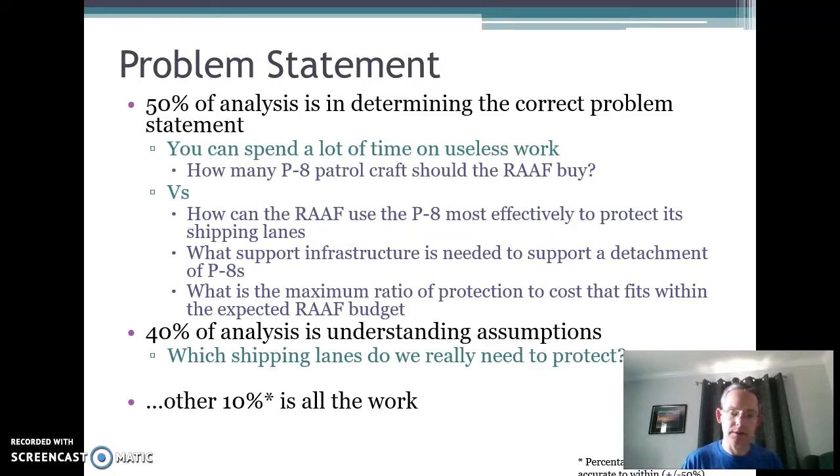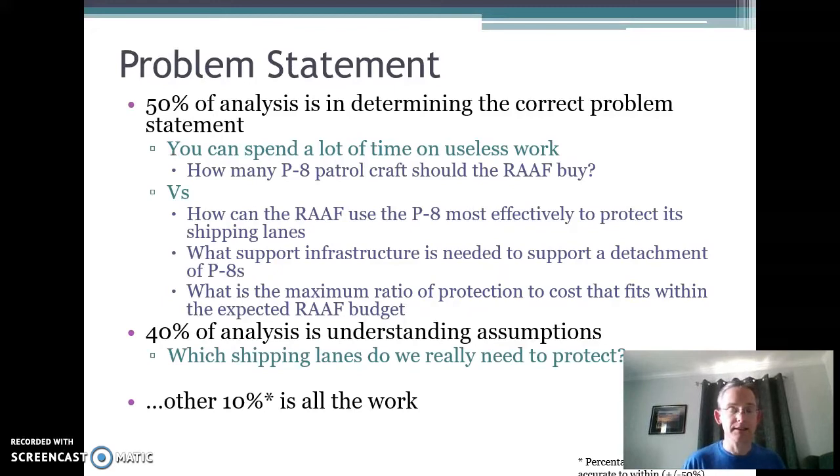When you compose these things together, now you've got probably some good information you can take back to decision makers and say, here's what our analysis shows. Remember, 40% of the analysis is understanding the assumptions too. So when we ask any of those sub-questions, it's like, which shipping lanes do we really need to protect? What's the cost of these things going to be? There's a lot of analysis assumptions that go into these things that we need to fill out those simulations with. Just make sure we get all of those done right up front.